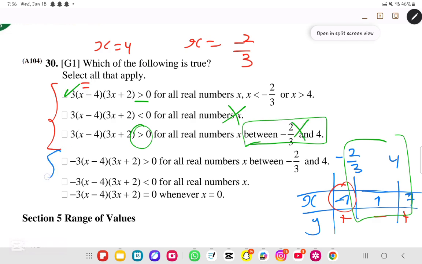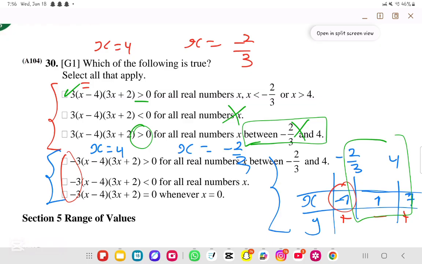Now, for this one over here, if you're going to do the same thing, you will find the roots. You will get x is equal to 4 and x is equal to minus 2 over 3. So it's the same table of variation, but the only difference is that it's minus in the beginning. So you're going to substitute everything, but instead of 3, you will do minus 3 times minus 1 minus 4 times 3 times minus 1 plus 2.